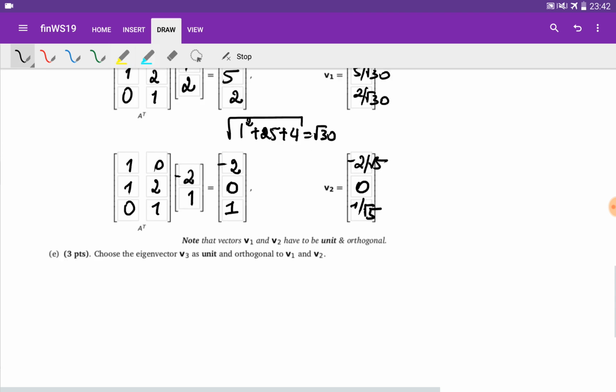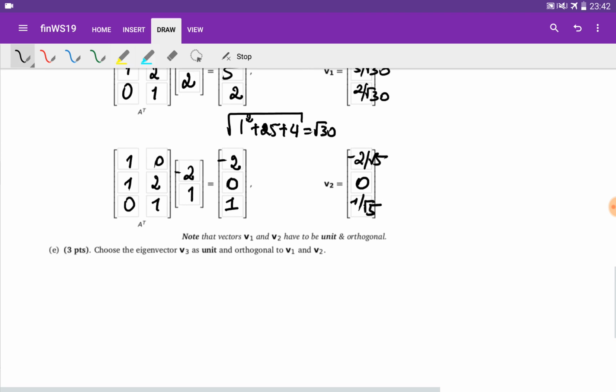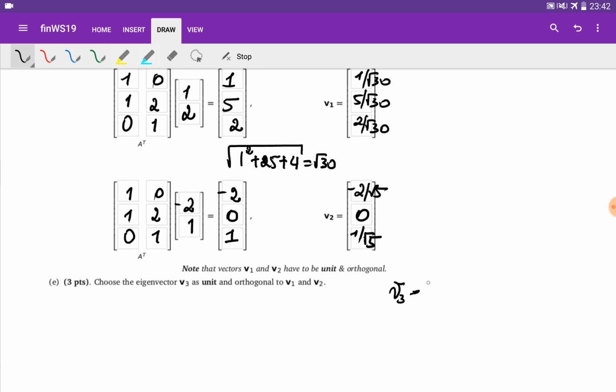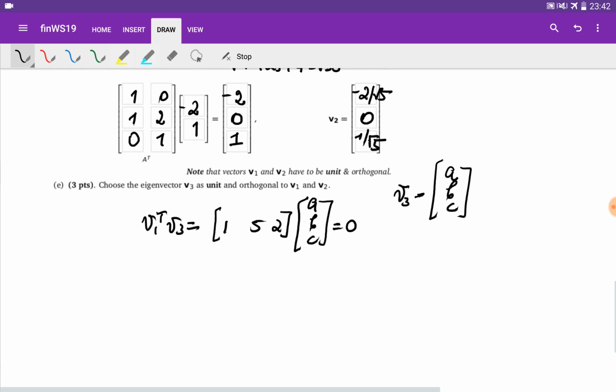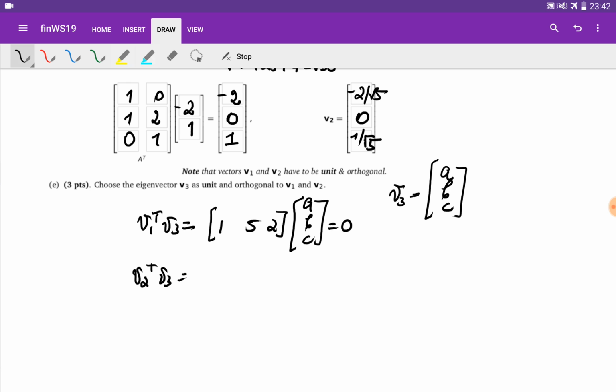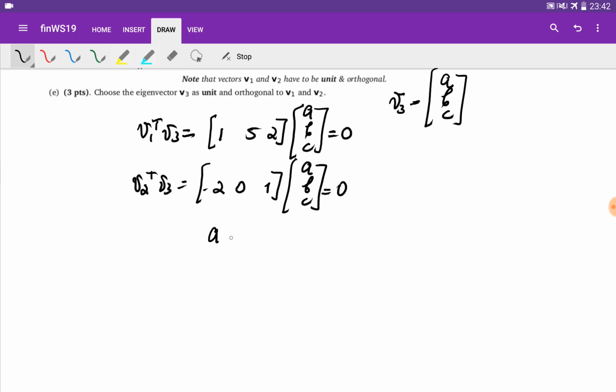In the last part, we need to find a V3, which is going to be orthogonal to V1 and V2. We set the components of V3 as a, b, and c, and we are going to find the values of a, b, c so that V3 is perpendicular to V1 and V2. Basically V1 transpose V3, which is [1, 5, 2] multiplied by [a, b, c], is equal to 0. And V2 transpose V3, which is [-2, 0, 1] multiplied by [a, b, c], is equal to 0 as well. So it's going to be a plus 5b plus 2c equals 0, and minus 2a plus c equals 0.